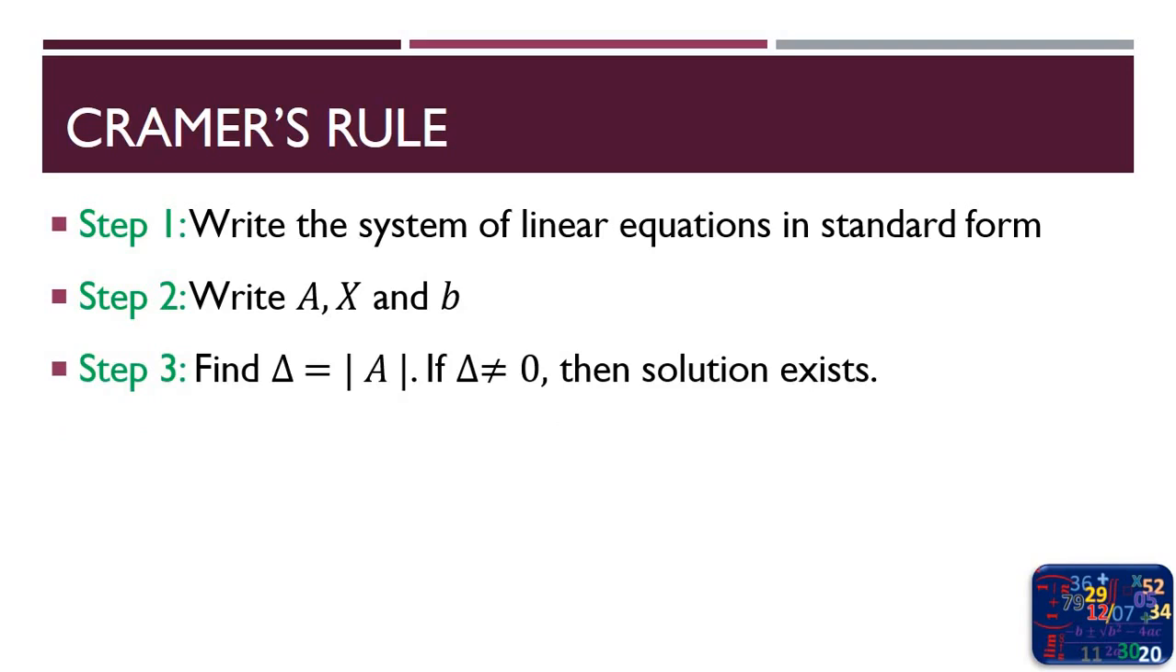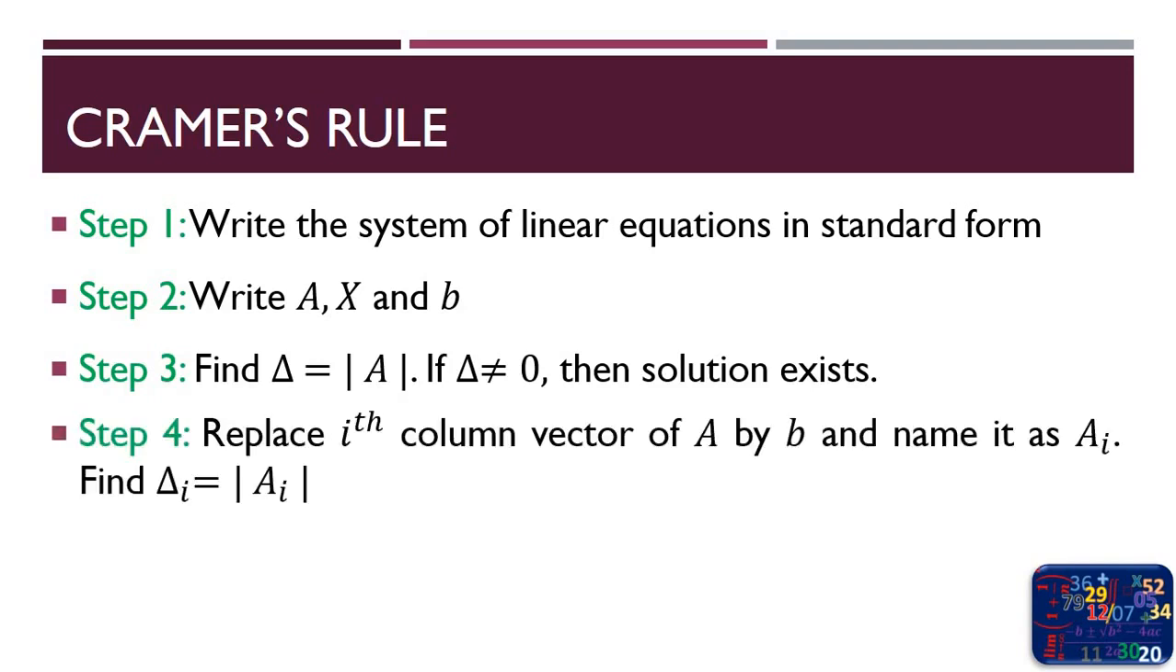This value is not equal to 0. That means if the matrix is non-singular, then only a solution exists. Step 4. Replace the ith column vector of A by the column vector B and name it as Ai. Now find delta i, which is equal to the determinant of the new matrix Ai.